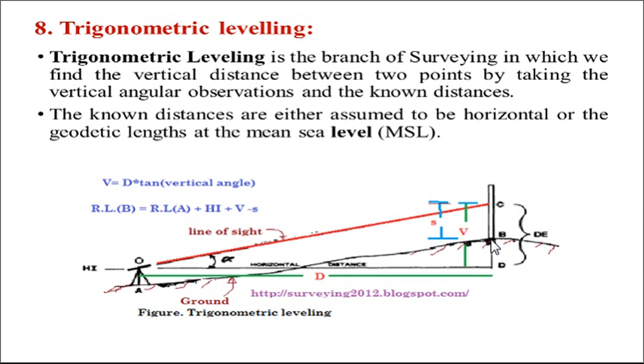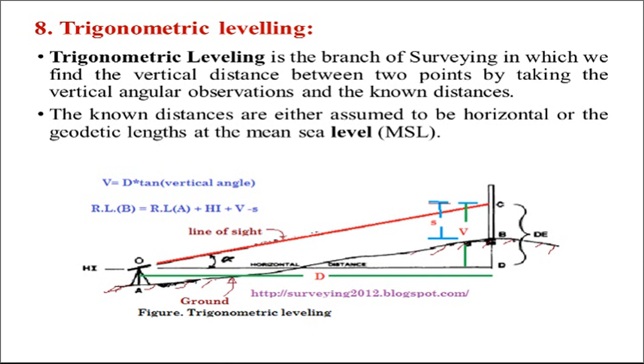So to find out the level difference between A and B, and at the same time to know the distance between these two, the leveling which we are performing is called trigonometrical leveling. In this leveling we can use the vertical angle between the horizontal line of sight and that particular point, and at the same time we can find out this distance. So this is called trigonometrical leveling.